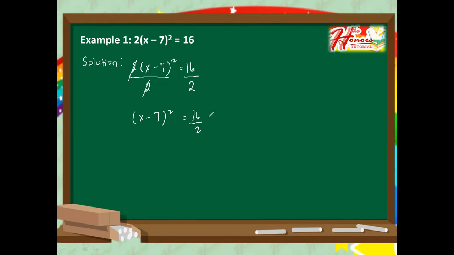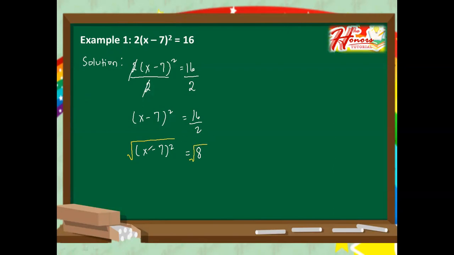Let's solve for the right side of the equation. We have the quantity of x minus 7 squared equals 16 over 2, meaning 16 divided by 2, and that is 8. As you can see, we have an exponent, which is 2. We have to eliminate it also. How are we going to do that? We have to get the square root of both sides. Remember to balance your equation.